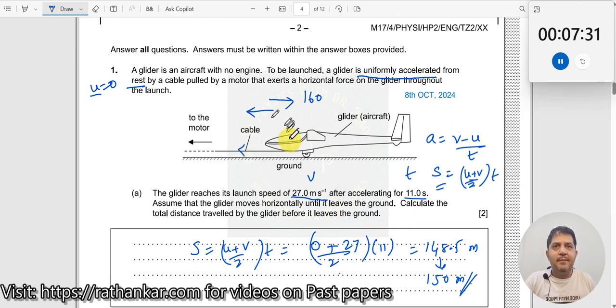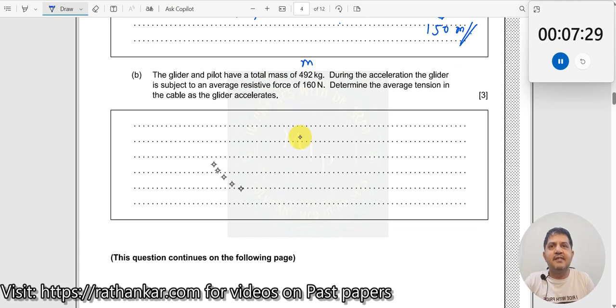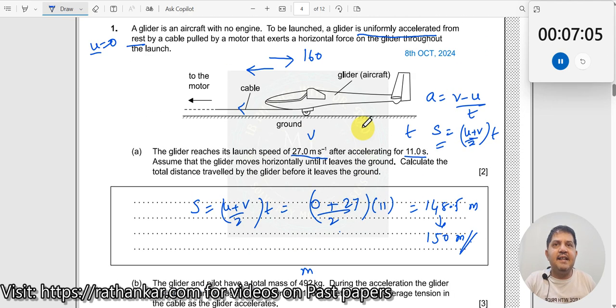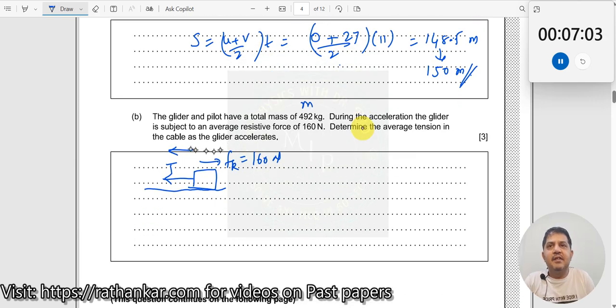So now this problem amounts to something like this. See, this is your mass, the glider with the pilot, and this is your cord which has been pulled over here, and there is a resistive force which has been given over here. Resistive force, which is Fr, which is given here as 160 Newton, and as a result of it, now it is experiencing an acceleration. The average tension has been asked, and then he says there is an acceleration. Acceleration is A over here.